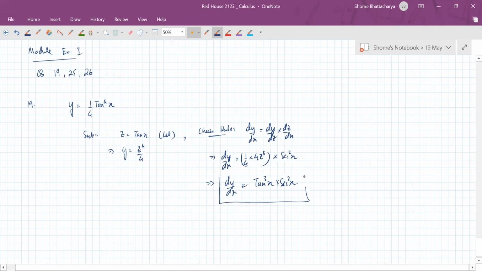So you can leave the answer this way, or you can also simplify it further. You can write it as sine cube x upon cos cube into cos to the power 2. So that's cos to the power 5x. Or you can also write it as sine cube x into sec to the power 5x. So these are the different ways in which you can write it. Or you can also use the relation that 1 plus tan square x is equal to sec square x. You can also write it as tan cube x into 1 plus tan square x.